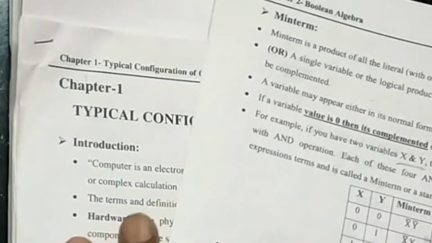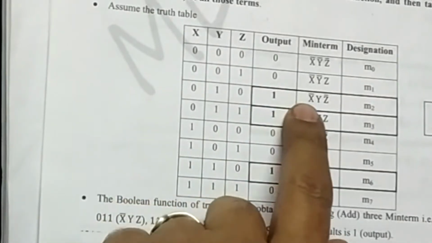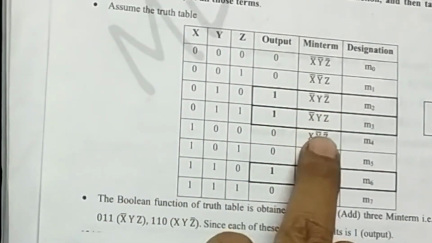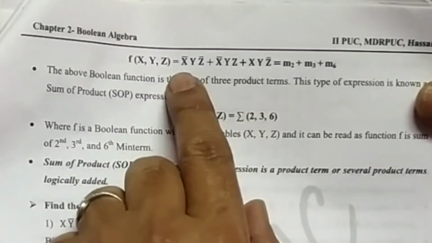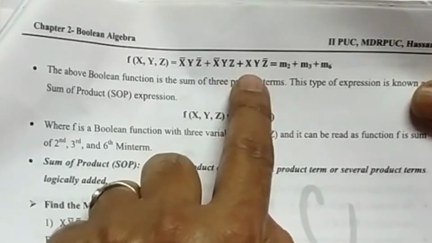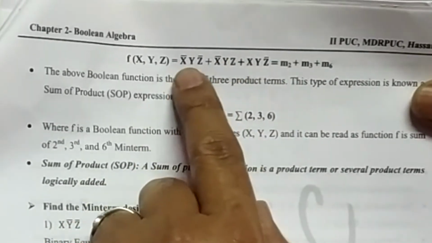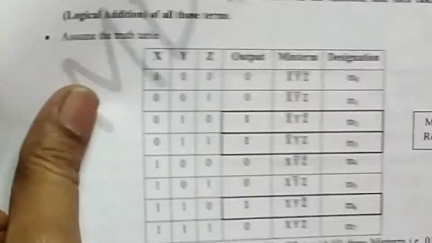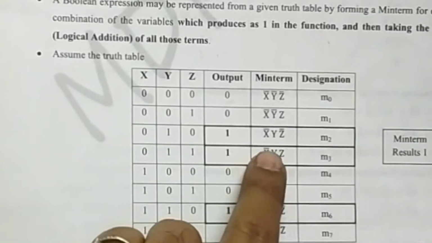They have shown one example. 1, 1, 1 is here. So that is X bar, Y, Z bar, X bar, Y, Z and X, Y, Z bar. So the expression may be like this: X bar, Y, Z bar plus X bar, Y, Z plus X, Y, Z bar. So X bar, Y, Z bar, what does it represent? X bar, Y, Z bar represents maybe M2.